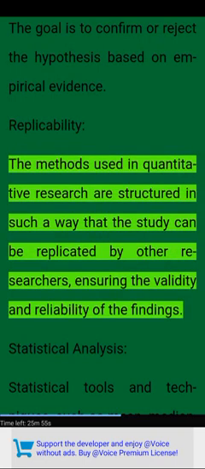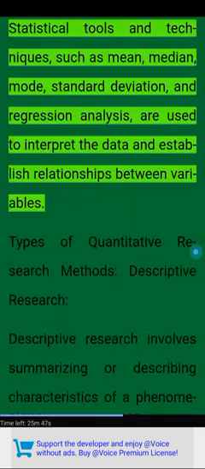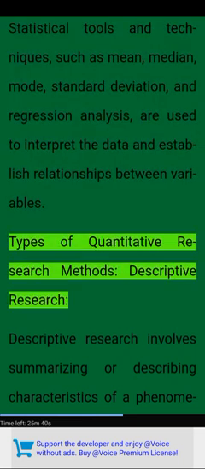Replicability. The methods used in quantitative research are structured in such a way that the study can be replicated by other researchers, ensuring the validity and reliability of the findings. Statistical analysis. Statistical tools and techniques, such as mean, median, mode, standard deviation, and regression analysis, are used to interpret the data and establish relationships between variables. Types of quantitative research methods.